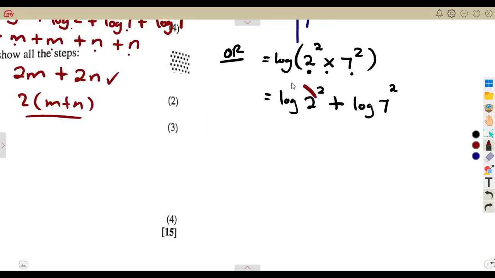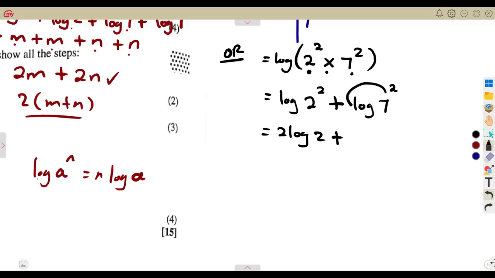We need to see the log 2 as it is, not raised to any power. So what is it that we are going to do? Is there a law that we can use to get rid of this exponent? Yes, remember that if you are given the logarithm of a to the exponent of n, the exponent multiplies the logarithm. So that's n log a. The n multiplies the log, so the 2 multiplies the log. So this was going to be 2 log 2 plus the same thing, drop the exponent, 2 log 7.